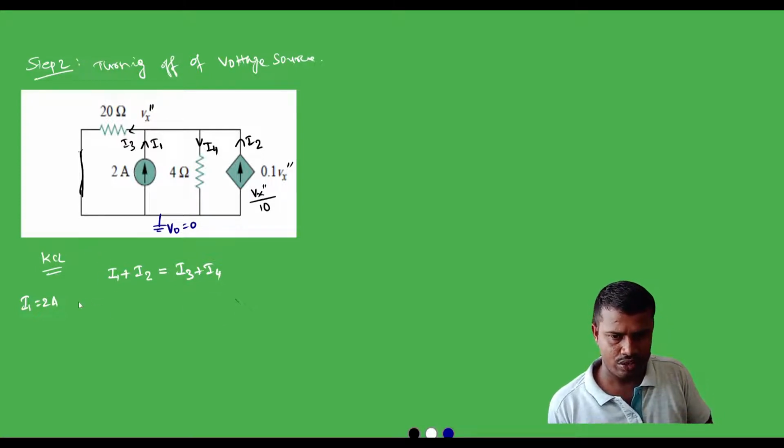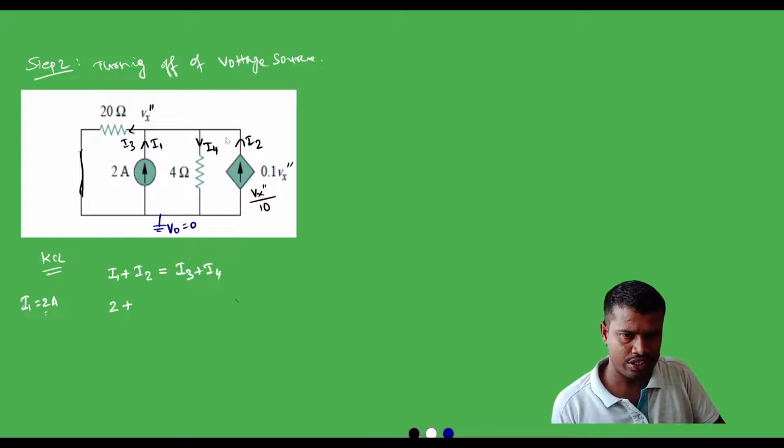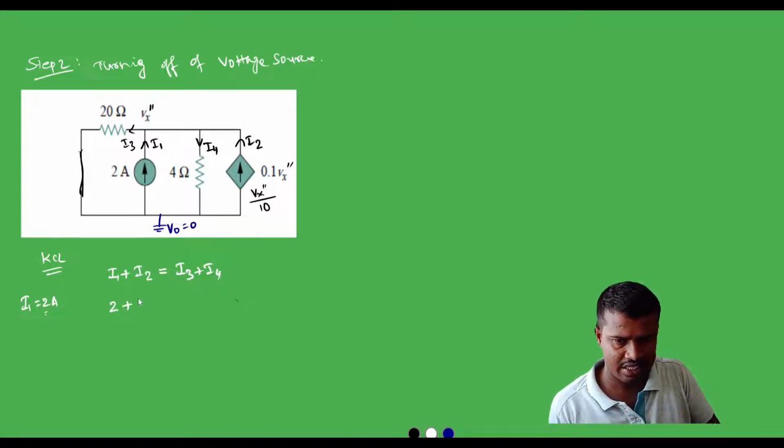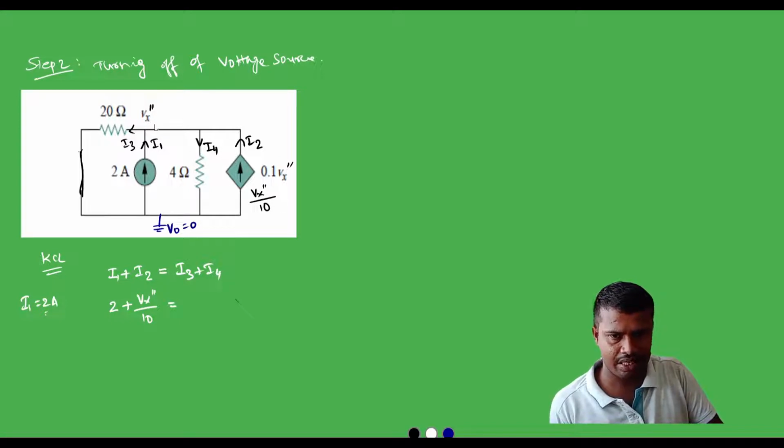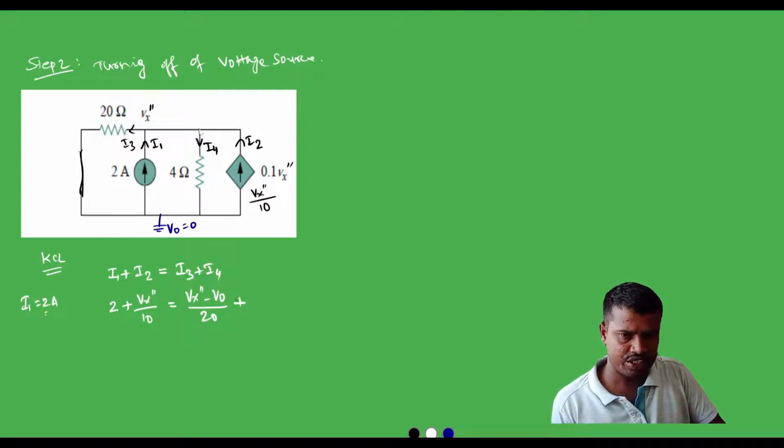I1 is equal to 2 amps, as we have already said here, and I2, the amount of current delivered by the dependent current source, is Vx double prime by 10. I3 is the current flowing through the 20 ohm resistor. The potential difference across the 20 ohm resistor is Vx double prime minus V0, so I3 is Vx double prime minus V0 divided by 20, which is the resistance value. And for I4, here also the same potential is available.